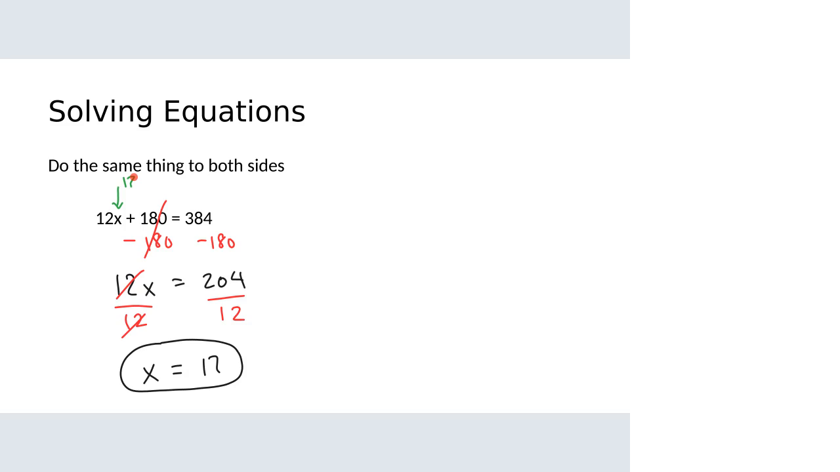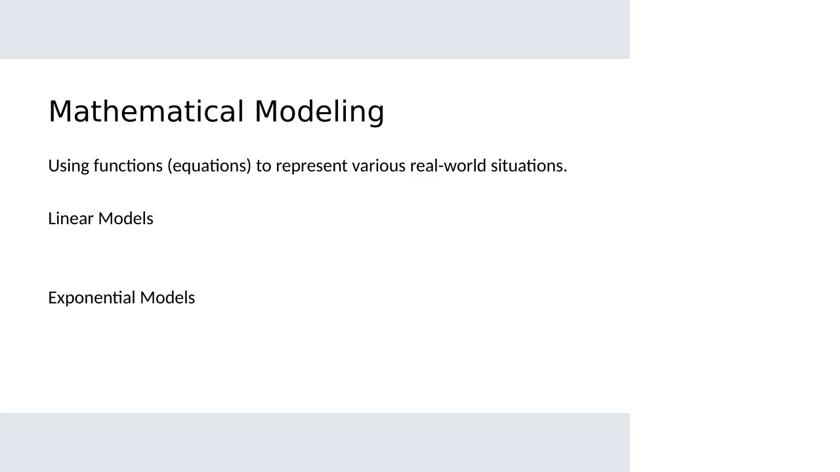Okay, now we'll go and talk about modeling a little bit. So mathematical modeling is using some sort of function or equation that represents a real life situation. So we have some real life situation that we'd like to represent with an equation, and we describe that process as making a model. I'm going to make a model for this situation. Make an equation that represents it.